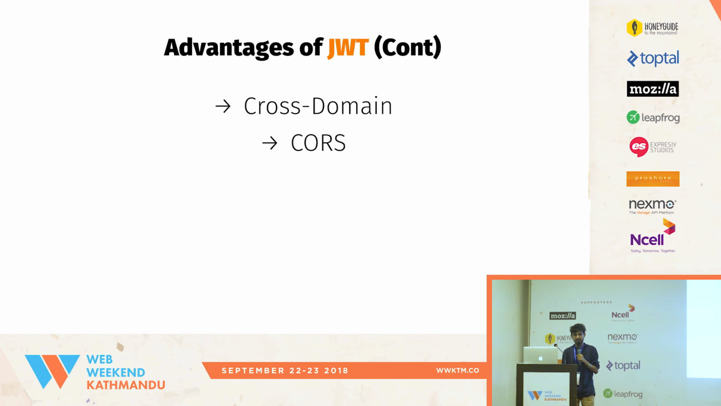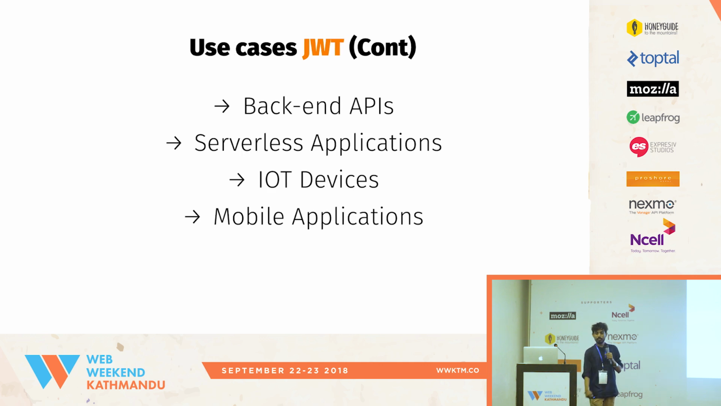So let's move to a use case now, where we can use JWT. Obviously, to authenticate backend APIs, you can use JWT. Even for the newest one, the serverless application, you can use JWT authentication. And mobile and IoT devices also, it's very easy. But it comes with some weaknesses also. So you need caution on these things when you're going to use JWT in your application.